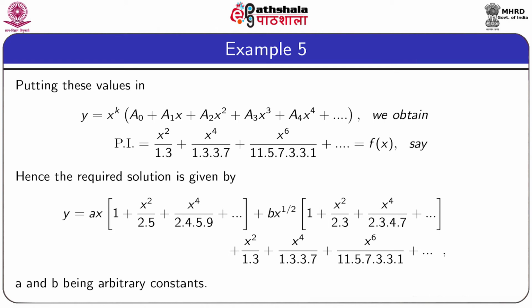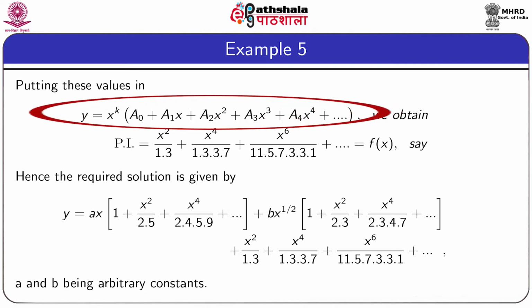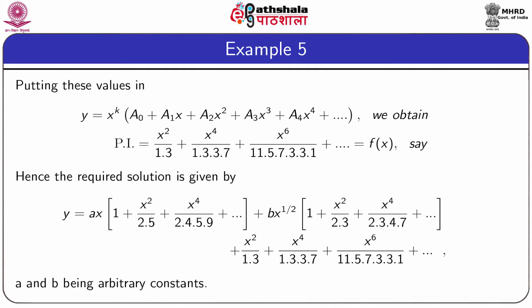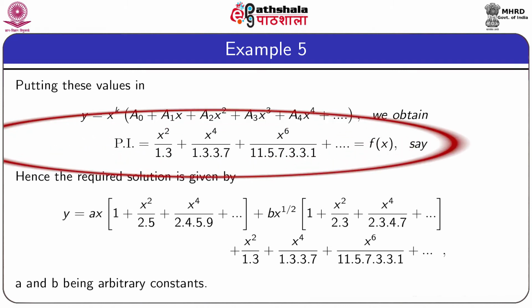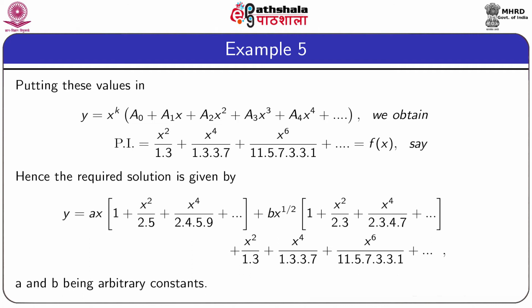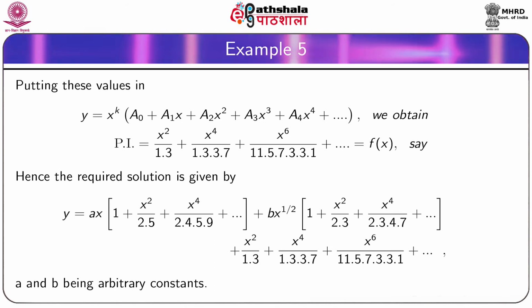Substituting these values, we will get our solution to be y equal to x to the power k into (a_0 plus a_1 x plus a_2 x square plus a_3 x cube plus a_4 x to the power 4 plus dot dot dot), and we get our particular integral as x square by 1.3 plus x to the power 4 by 1.3.3.7 plus x to the power 6 by 11.5.7.3.3.1 plus dot dot dot.